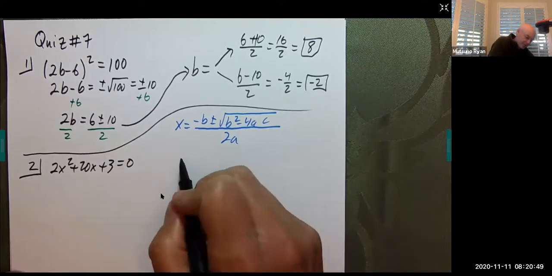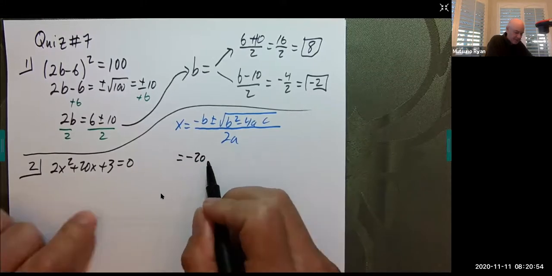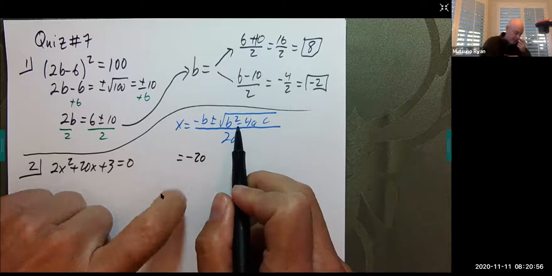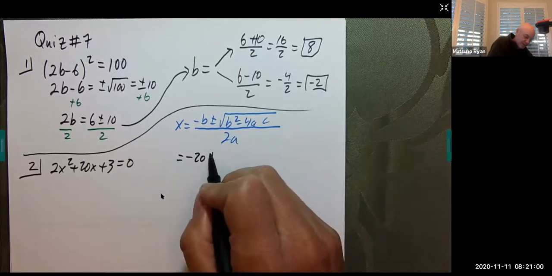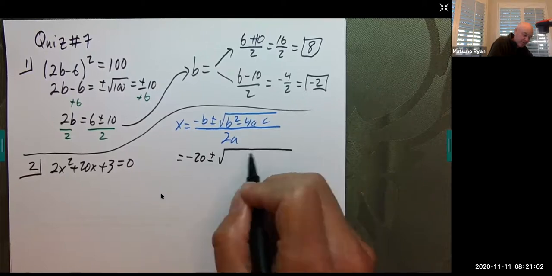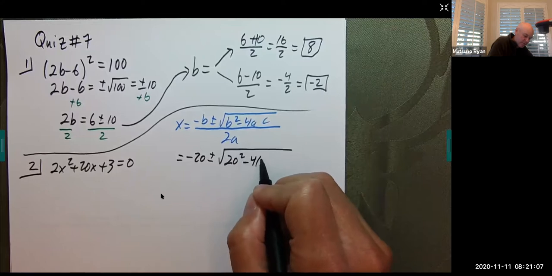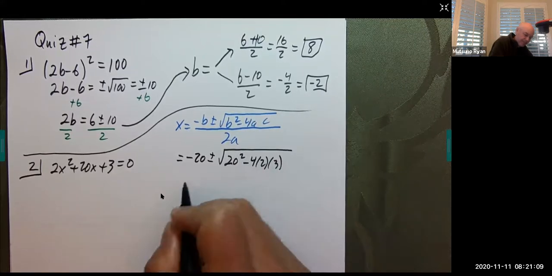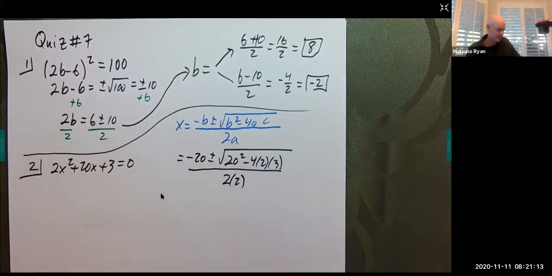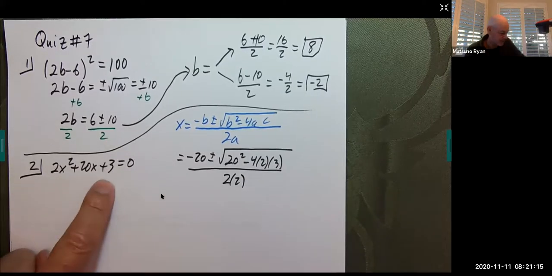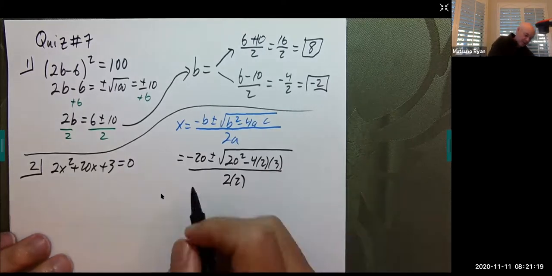So plugging everything in, I get a negative 20. Be careful with the negatives here in the formula. There's negative here, negative here. You could end up with a double negative, so we'll keep an eye on that. So here I've dumped in A, B, and C into the formula here. Now we're going to crunch that together.